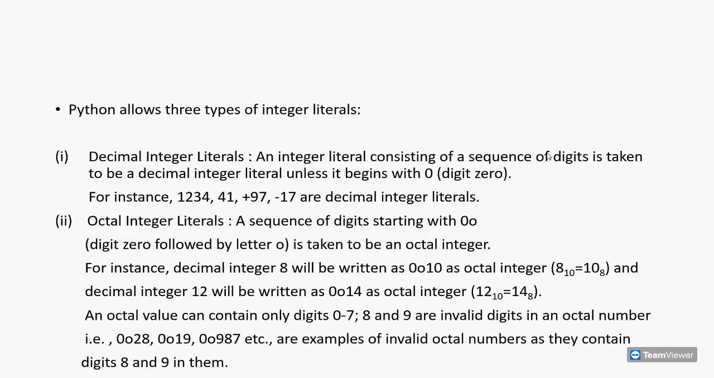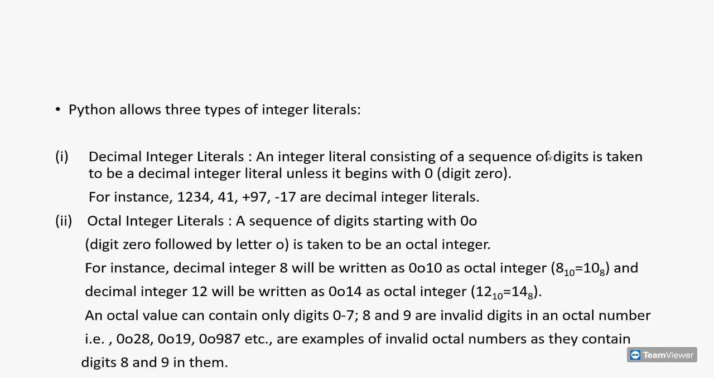We have three types of integer literals allowed by Python. The first one is decimal integer literals. An integer literal consisting of a sequence of digits is taken to be a decimal integer literal unless it begins with 0. For example, 1234, 41, +97, -17. These are all decimal integer literals because they are not beginning with 0 and they do not have any decimal.